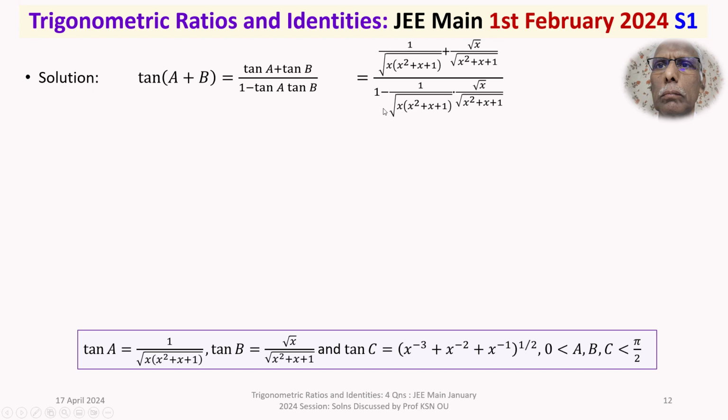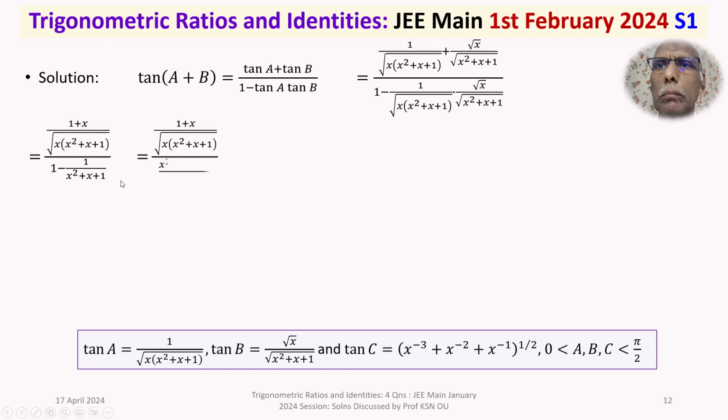In the denominator, 1 minus root x by root x cancels. Root of x square plus 1, root of x square plus 1 will become x square plus x plus 1. That means 1 minus 1 by x square plus x plus 1. That will be the situation in the denominator. So that's what we have written here. And in the denominator, take the LCM.